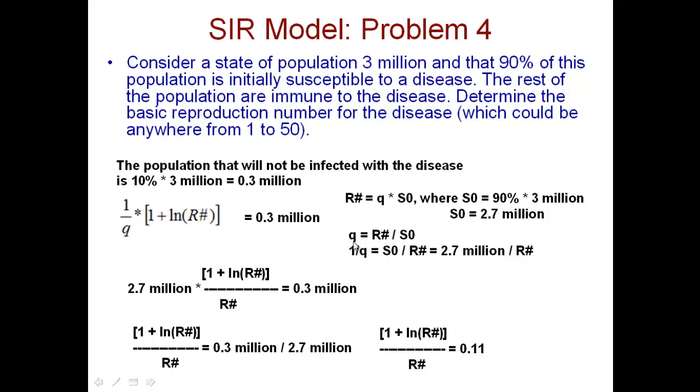Now again, q is r hash over S0. So 1 over q is S0 divided by r hash. So it is 2.7 million divided by r hash. Substitute for 1 over q as 2.7 million divided by r hash. So 2.7 million times 1 plus log of r hash divided by r hash is going to be 0.3 million. So 1 plus log of r hash divided by r hash is going to be 0.3 million divided by 2.7 million, and that comes out to be 0.11.